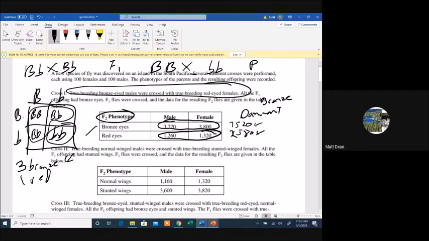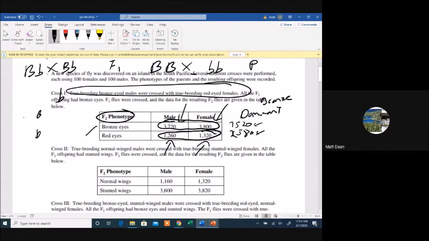Number 2, I'm going to say that in all generations, males and females were affected in essentially equal numbers. Equal numbers of bronze-eyed females as there were males. Equal numbers of red-eyed males and red-eyed females. Almost equal. Again, that tells us probably autosomal, and probably autosomal dominant for bronze and autosomal recessive for red.